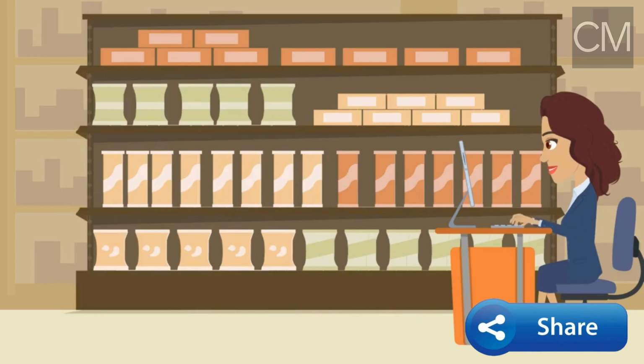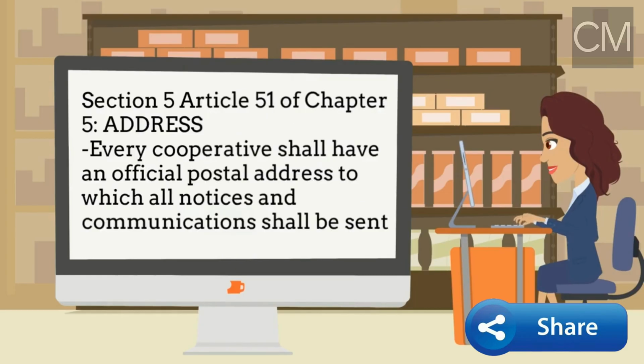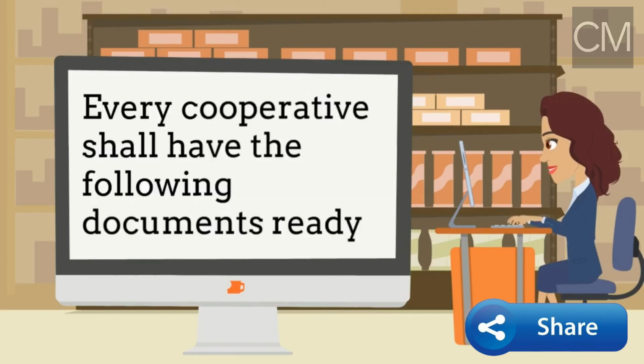Next is the responsibilities, rights, and privileges of a cooperative under Republic Act number 9520. Every cooperative shall have an official postal address to which all notices and communication shall be sent. And based on Article 52 of Chapter 5, books to be kept open. Every cooperative shall have the following documents ready and accessible to its members, and representatives of the authority for inspection during reasonable office hours and its official address.